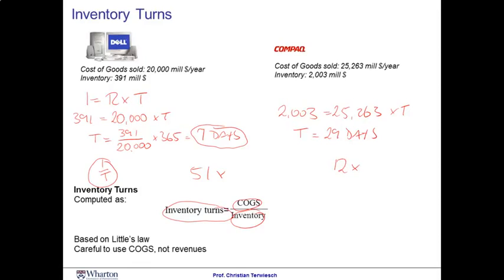Now when you do these calculations, be careful: use COGS, not revenue, to do these flow unit analyses, because the margins that the companies make have really no impact on these calculations.